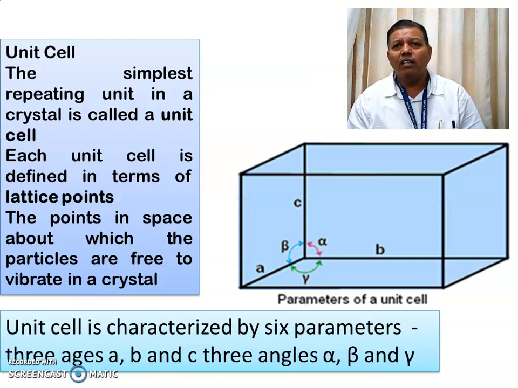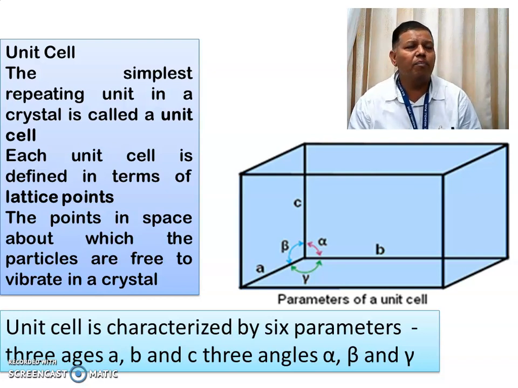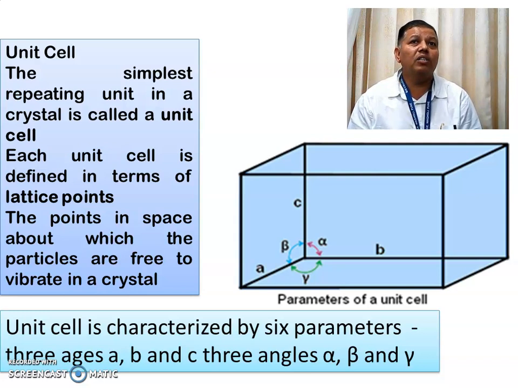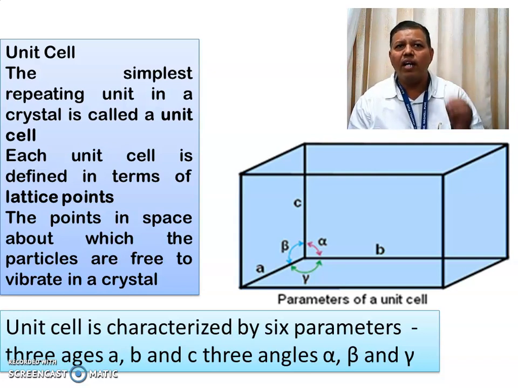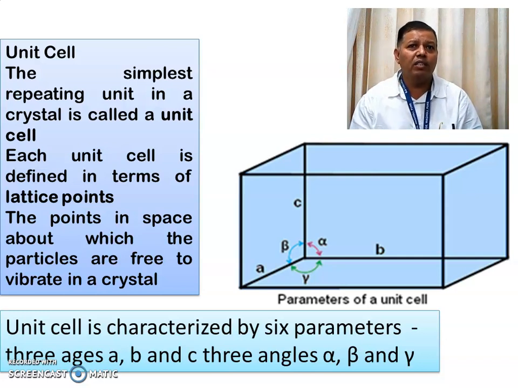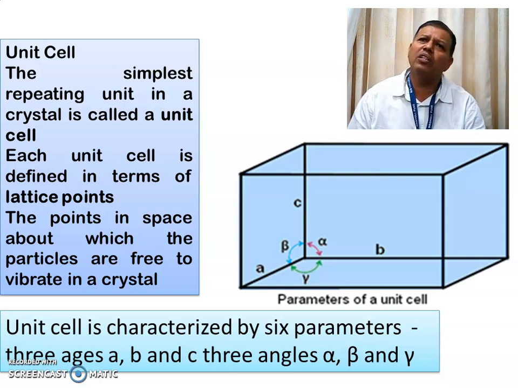Now when we see this perfect arrangement, we take the small unit that is called the unit cell. We can define the unit cell as the simplest repeating unit in a crystal. Each unit cell is defined in terms of lattice points, the points in space about which the particles are free to vibrate in a crystal. For example, if the crystal has lengths A, B, C and angles alpha, beta and gamma, then the unit cell is characterized by these six parameters.